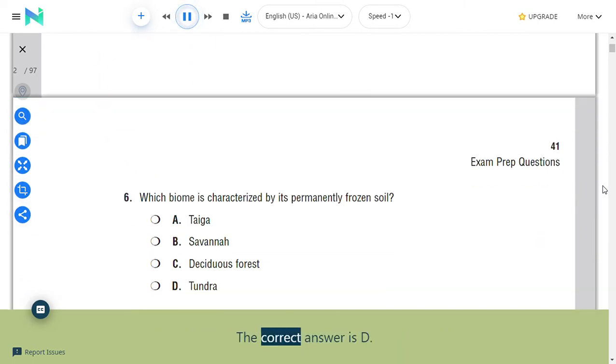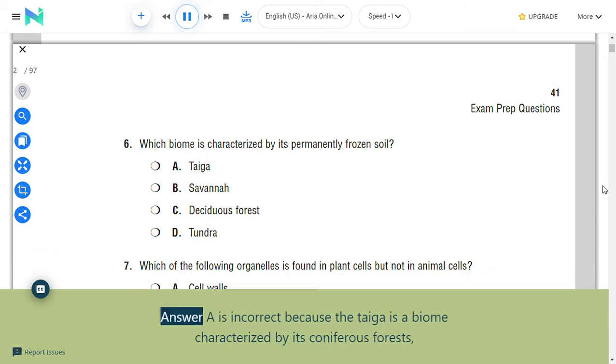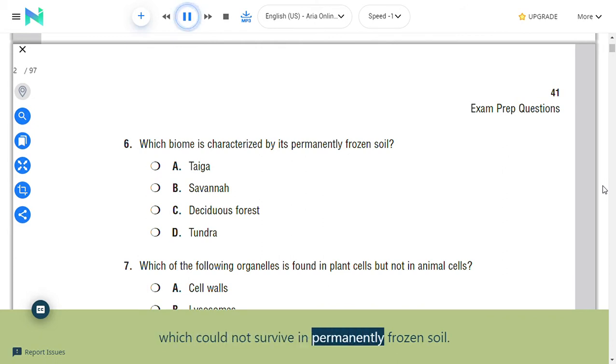6. The correct answer is D. Tundra, located in the northern portions of the northern hemisphere, is known for its permanently frozen soil. Answer A is incorrect because the taiga is a biome characterized by its coniferous forests, which could not survive in permanently frozen soil.